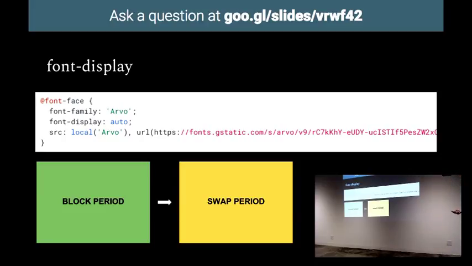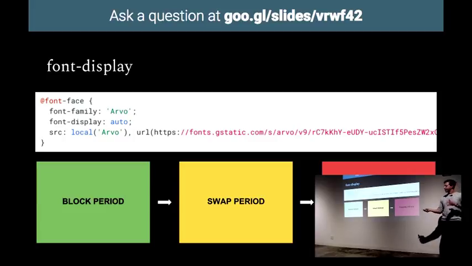If there is a timeout on the swap period, or if the font 404s, or if the browser can't interpret the font, it will enter the failure period, meaning that you'll just see the fallback. You're not going to ever see the font that we actually intended. So these are the 3 pieces. Now, how does font display use these 3 pieces in different ways?